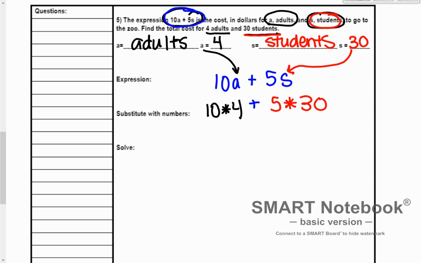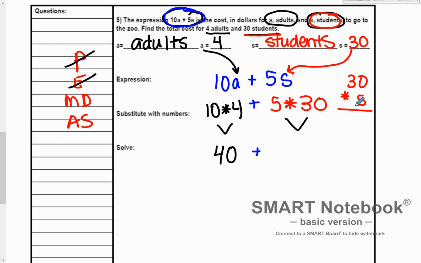Using our PEMDAS, we have to do order of operations. So I do not have any parentheses, I do not have any exponents, but I do have multiplication. So I have to do both of those multiplications before I would do that addition. So I've got my 10 times 4, 40, plus my 5 times 30. If I didn't know what 5 times 30 was, I could stack them to multiply it out. 5 times 0 is 0, 5 times 3 is 15. Or I could just do 5 times 3 and add a 0 onto my end. So 5 times 3 is 15, and then add my 0 on. Either way works.